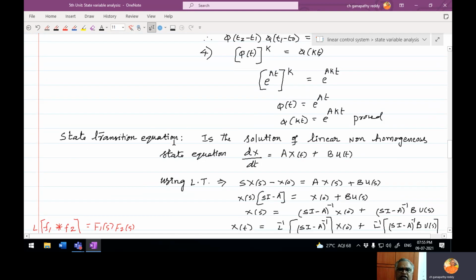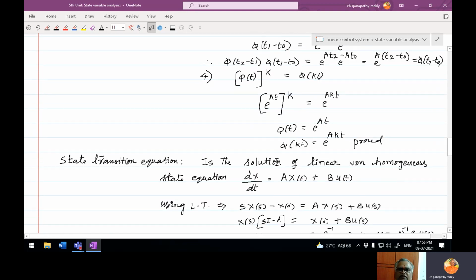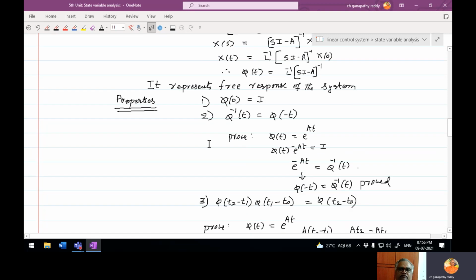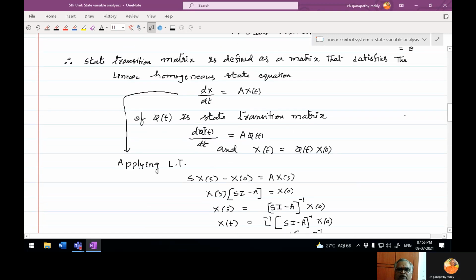Next, state transition equation. The state transition equation is the complete solution. It is the solution of the linear non-homogeneous state equation. That means the solution of the complete one is the state transition equation. In the absence of input, it is homogeneous, and that solution is the state transition matrix.